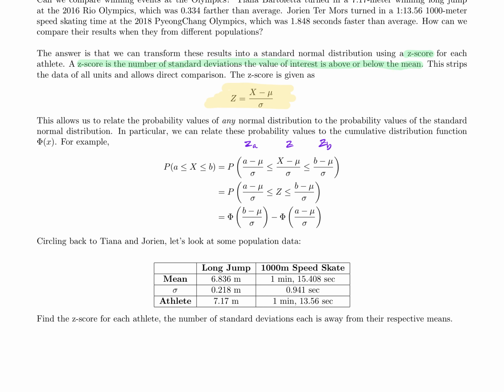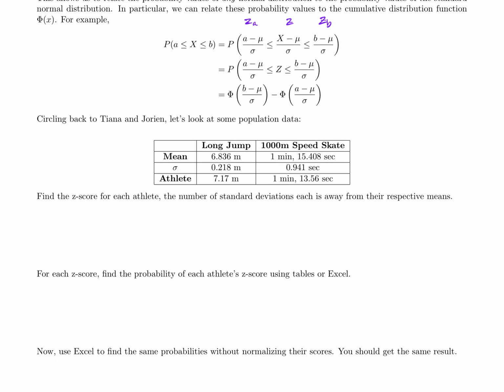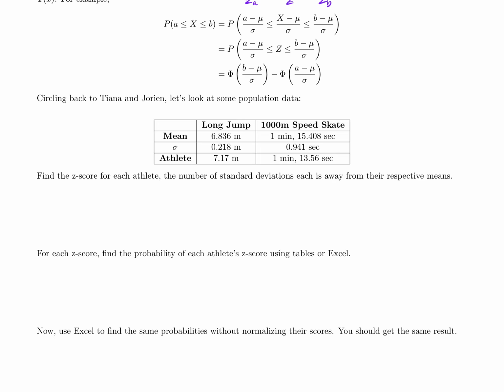So if we circle back to Tiana and Yorian, we can look at some of their data. Their means are given and their standard deviations are given, right? And those are the mean and standard deviation of the distribution of all of the results they have for these events. And then we have our particular athletes and how they scored. So we want to find the z-score for each athlete's outcome, which is the number of standard deviations that each is away from their respective means.